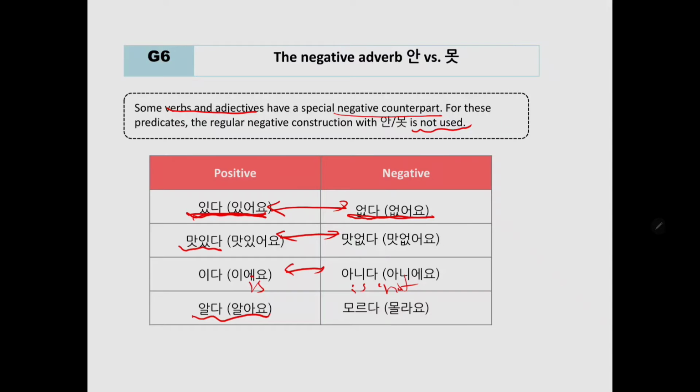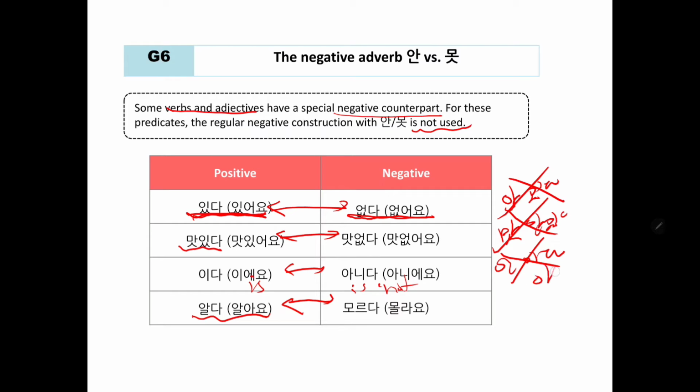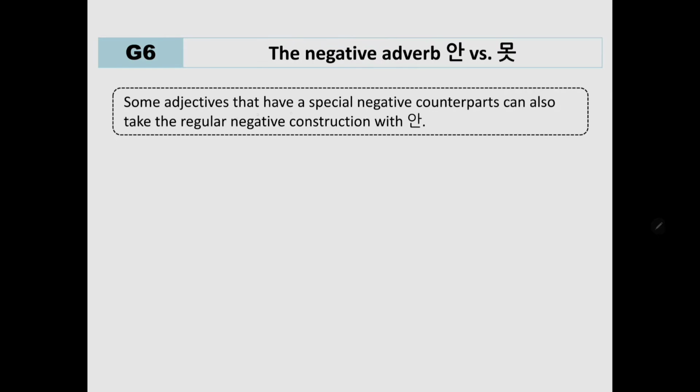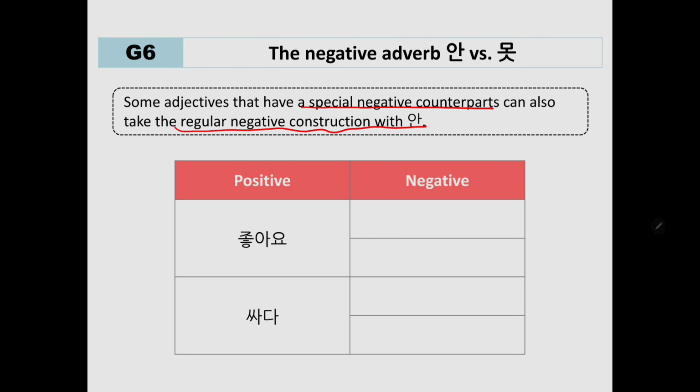알다, to know, to not know have to be expressed by 모르다. Okay? So you cannot say 맛 안 있다, no. 아니다, right? 안 알다, no. You have to say 모르다. Okay? Cool. Some adjectives that have special negative counterparts can also take the regular negative construction with 안. So it's saying, oh, you just have to look case by case. 좋아요 means good, right? Negative counterpart would be 나빠요, bad.